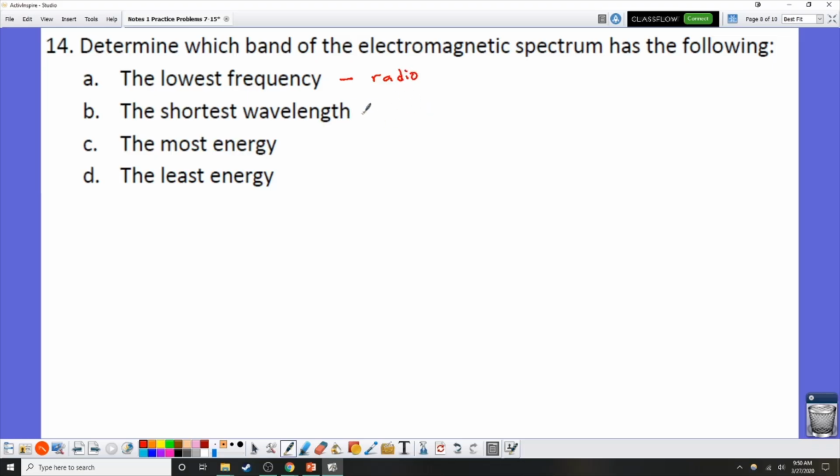Which one has the shortest wavelength? The band on the electromagnetic spectrum that has the shortest wavelength is going to be the gamma rays. The most energy, once again, is going to be gamma. And you should know this because we're associating shortest wavelength with the most energy. So short wavelength, high energy. Again, just re-emphasizing that point. And the least energy corresponds to lowest frequency, so the answer there is radio. Okay, so we have radio, gamma, gamma, radio.